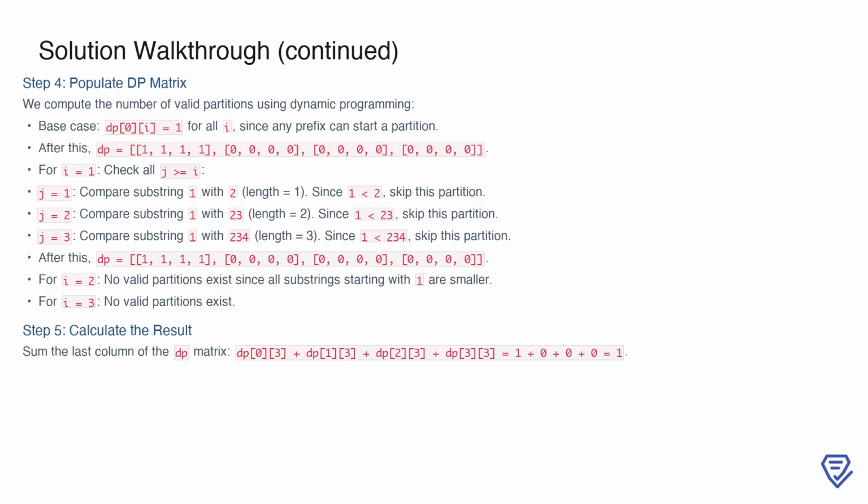Comparing the substring 1 with 2, 23, and 234, we find that 1 is smaller in each case, so no valid partitions are added to the DP matrix. Similarly, for i equals 2 and i equals 3, we find that no valid partitions exist because the substrings starting at these indices are also smaller than subsequent substrings. Consequently, the DP matrix does not change further. To calculate the result, we sum the last column of the DP matrix, which gives 1 plus 0 plus 0 plus 0 equals 1. Thus, there is only one valid way to partition the number.